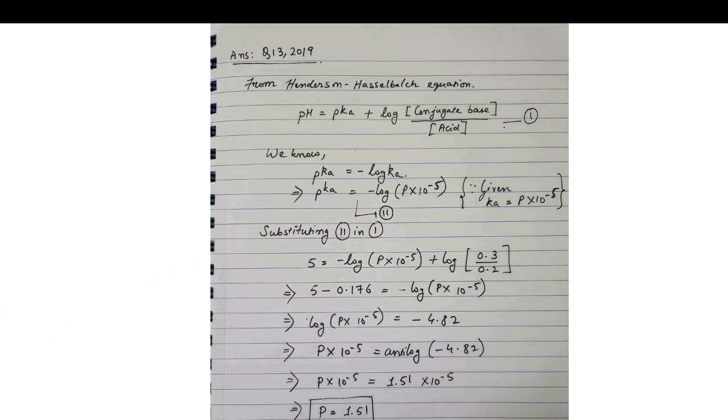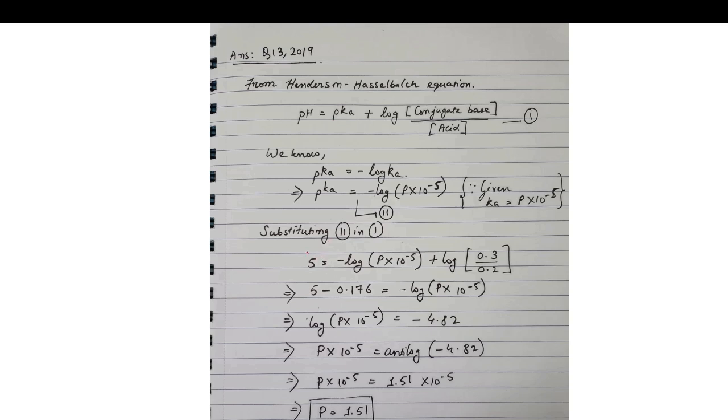As you see here, I have written the Henderson-Hasselbalch equation. Now pKa, what we know, is minus log of Ka, as we saw in the derivation. Here the Ka value is already given in the question, that is P into 10 to the power minus 5, where we need to calculate this P value. Now we have marked this equation as 2, and the first as 1. Substituting 2 in 1 means we are substituting the value of pKa in the Henderson-Hasselbalch equation.